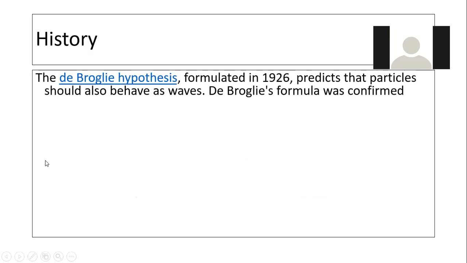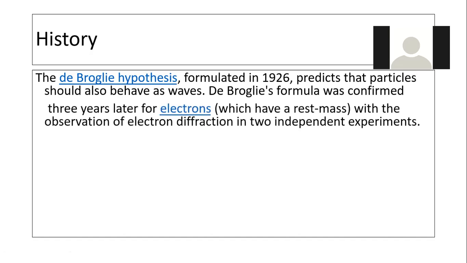History. The de Broglie hypothesis formulated in 1926 predicted that particles should also behave as waves. De Broglie's formula was confirmed 3 years later. Once you come up with a theory, you must have an experiment to confirm it, then you know that your theory is correct. 3 years later, for electron, which has a rest mass, we thought of as particle before that time, so it has a rest mass.